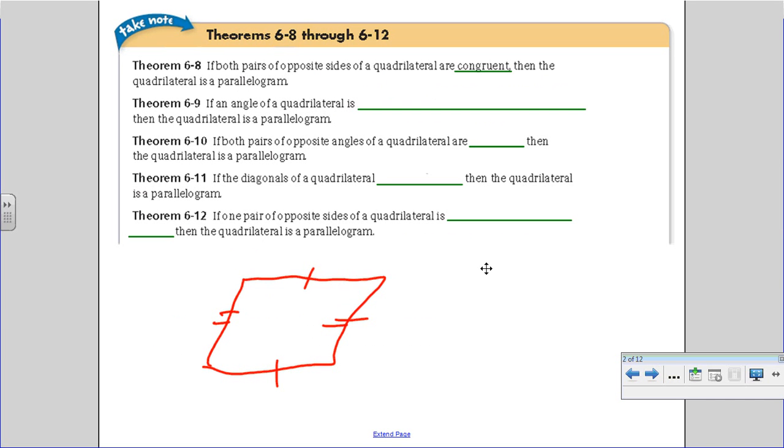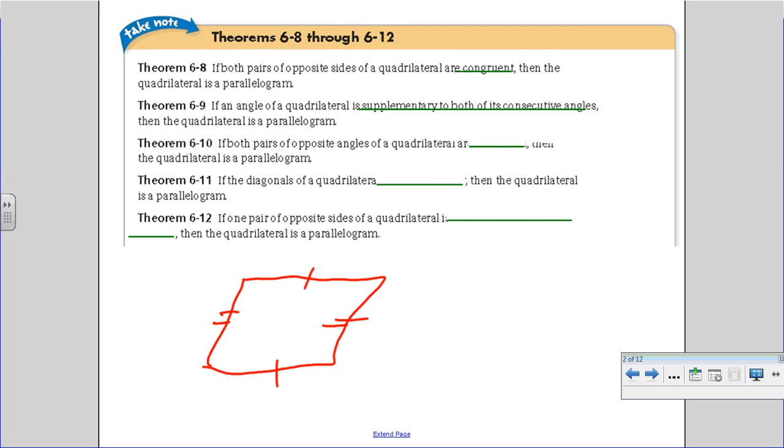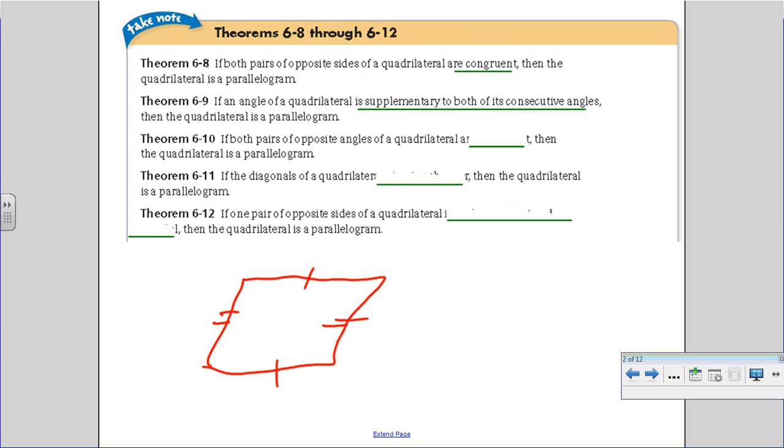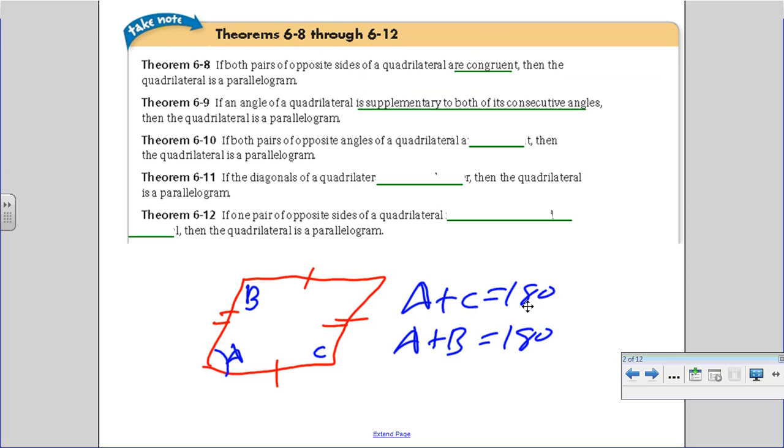Theorem 6.9 tells us if an angle of a quadrilateral is blank, then the quadrilateral is a parallelogram. Well, we learned yesterday that it's supplementary to both of its consecutive angles. If an angle of a quadrilateral is supplementary to both of its consecutive angles, then the quadrilateral is a parallelogram. So, if we take a look at this angle here, and we'll label this angle A, and angle B and angle C, if we can say that A plus C is supplementary and A plus B is supplementary, then we can state that this object is indeed a parallelogram.